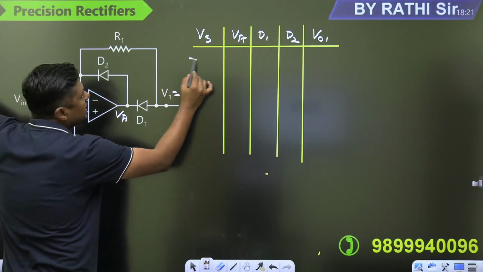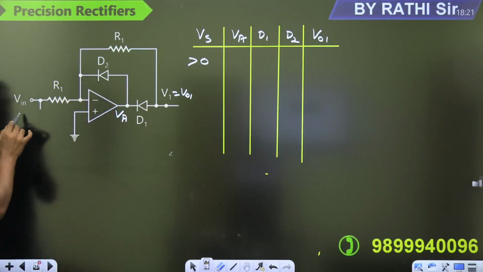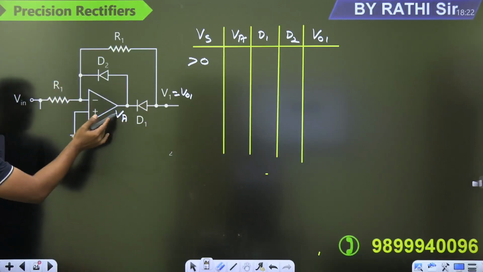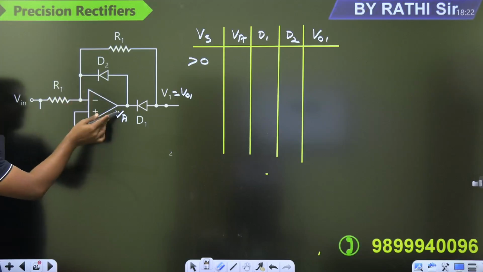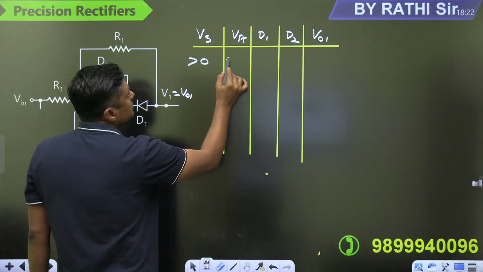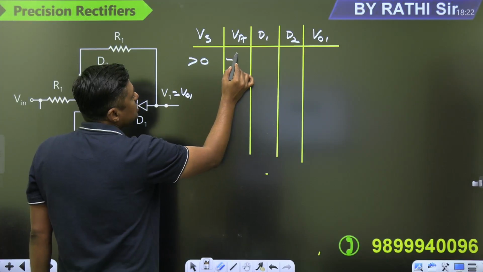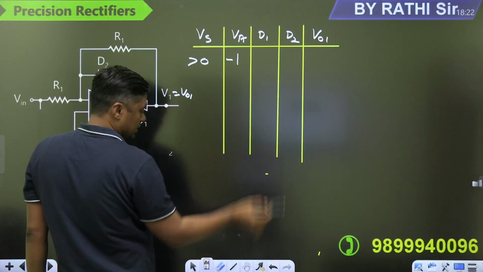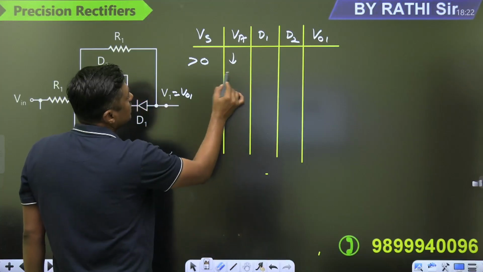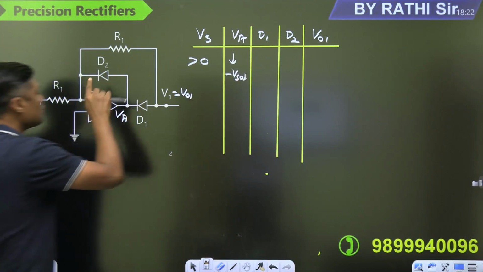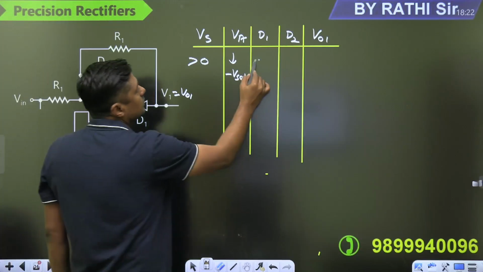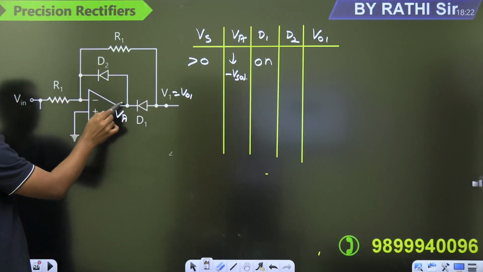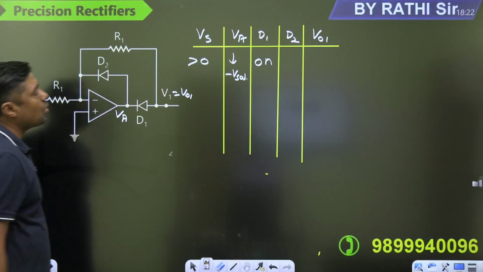When it is greater than 0, when it is positive, because of 180-degree phase shift, you will get negative here. It is going towards minus Vsat. When it is going towards minus Vsat, what about the diode D1? Because it is negative, diode D1 is on. And because it is negative, what is the D2? D2 is off.